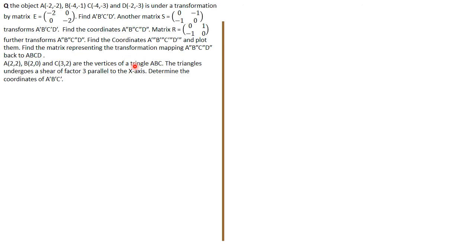Again, we have a question on the screen there. We are given coordinates of a quadrilateral. It has gone under transformation of matrix E, given there. Find the matrix and all that. Just read that to understand. And we need to begin the question.